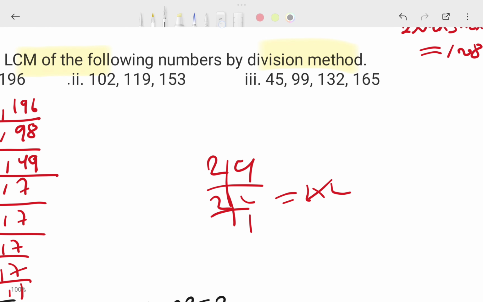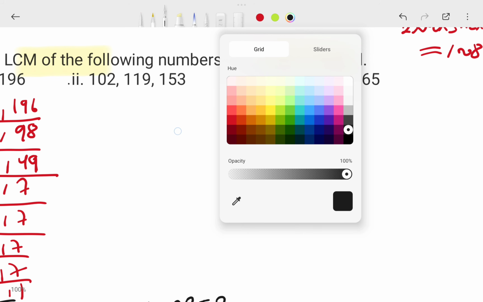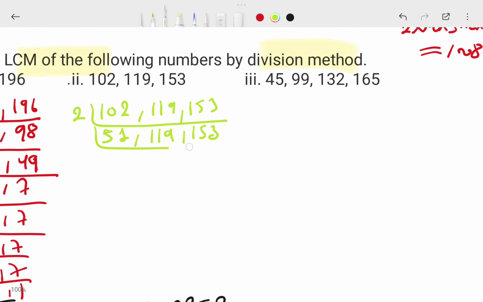Now let's check the next question. This question is simple like that only. We have to take 102, 119 and 153. Let's do this with the 2 table. 102 is there 51 times. In the 2 table 119 will not divide, 153 also does not divide. I think in the 3 table we can divide this. In the 3 table 51 is also there, 3 is 1 times and 17 times it is there.